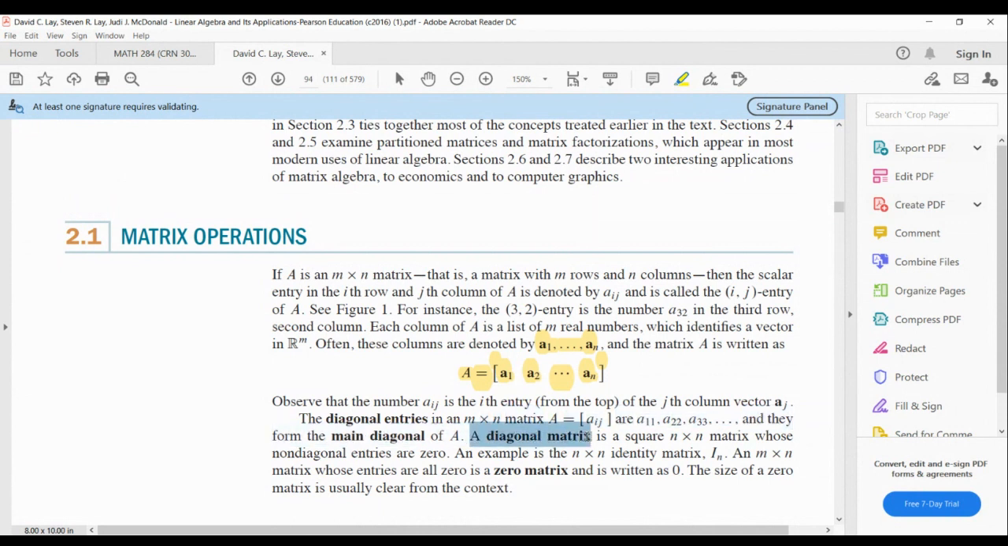They mention a diagonal matrix. A diagonal matrix would be an n by n square matrix whose non-diagonal entries are 0. So, for instance, the identity matrix is an example of a diagonal matrix. How is an identity matrix defined? Let me just show you real quick. I think you might have seen this in homework, but for instance, the I2 identity matrix would be equal to 1, 0, 0, 1. And that's a type of diagonal matrix, an identity matrix.